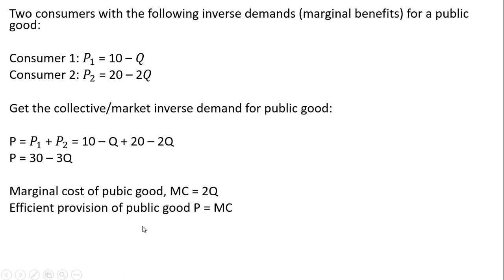The efficient provision of the public good occurs where price equals marginal cost, price being reflected by this collective market inverse demand. So setting 30 minus 3Q equal to 2Q. Adding 3Q to both sides and then dividing through by 5. The efficient quantity of the public good is 6 units.